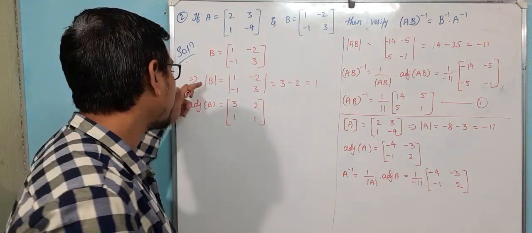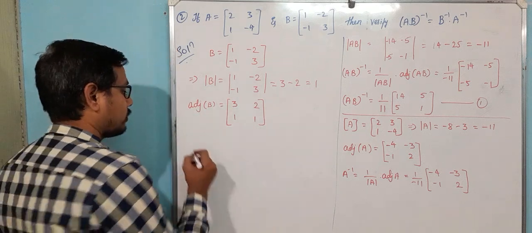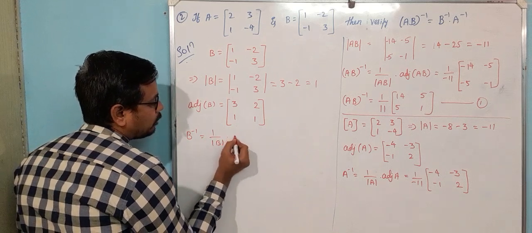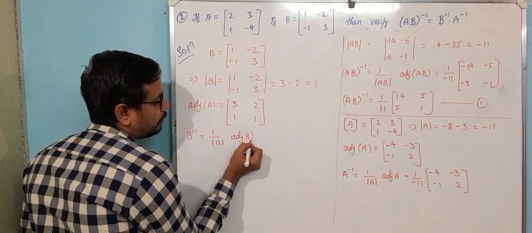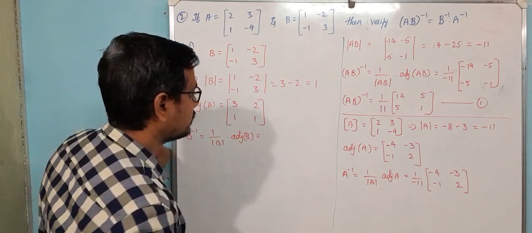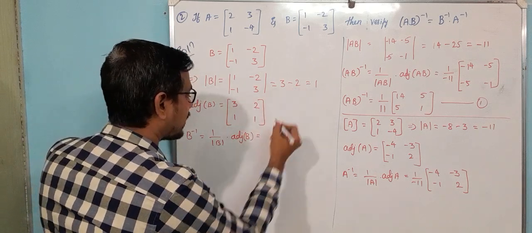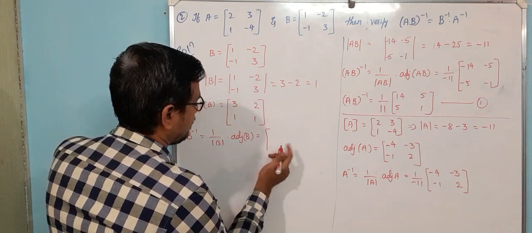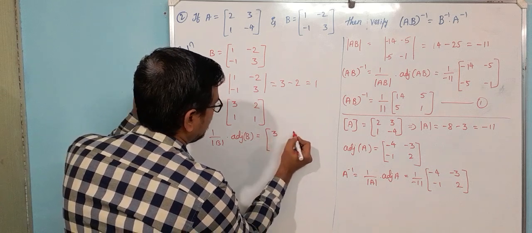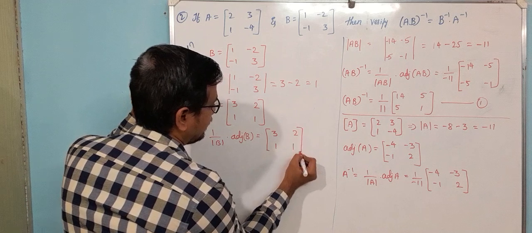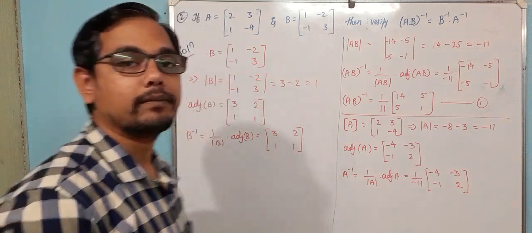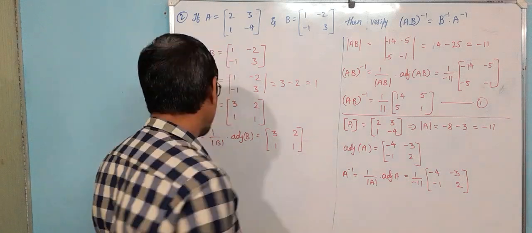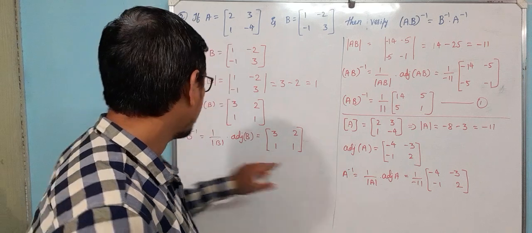Now what do we need to calculate? We have determinant B, we have adjoint B. B inverse is 1 upon determinant B into adjoint of B. Okay? So 1 upon determinant B is 1 upon 1, that will be 1. And adjoint B is 3, 2, 1, 1. This will be our adjoint B. Right? So we got A inverse, we got B inverse.